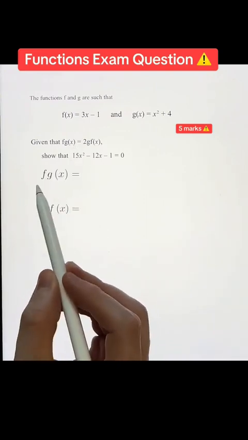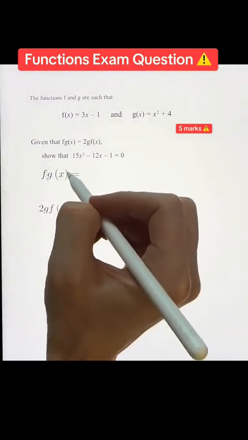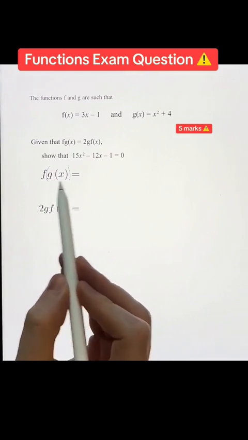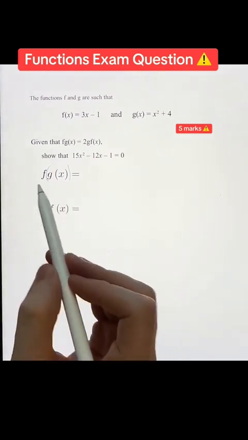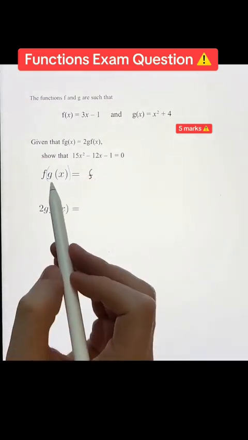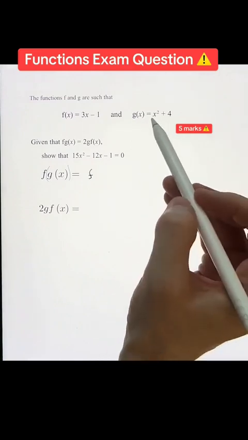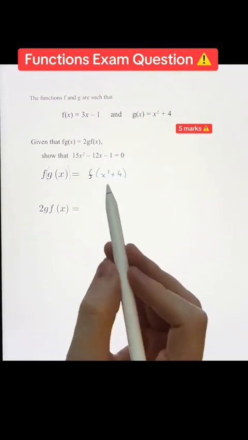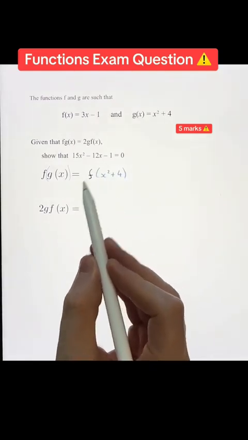To work out fg of x, as we've got two functions, we know we've got a composite function. We always start by adding an extra pair of brackets. We always work inside, then out. So leaving the outside function alone, in this case f, on the inside we've got g of x. Well, g of x is simply just copying our function g of x, which in this case is x squared plus 4.